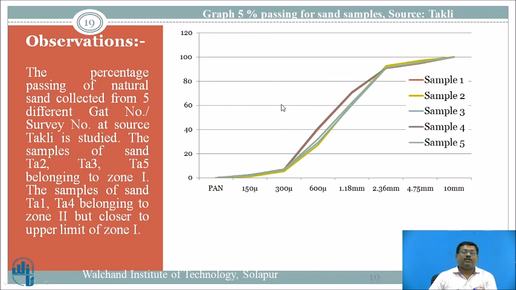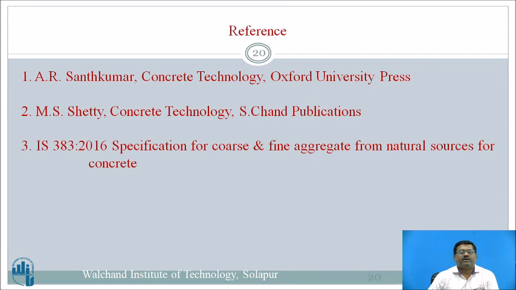If you observe all these villages and all the samples, nearby 25 samples were collected, and in these 25 samples a majority of the samples belong to zone 1, and that is again closer to its upper limit. So for 5 locations the samples were tested, 25 samples tested. So this is the reference for the current session.